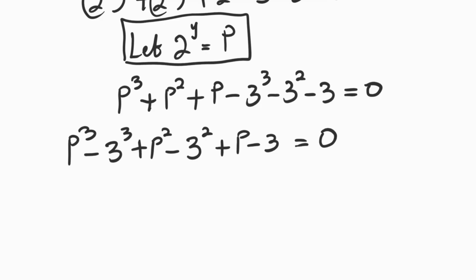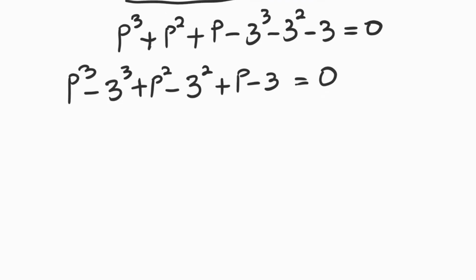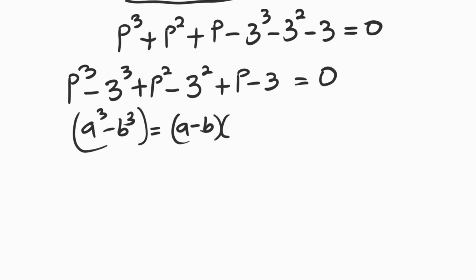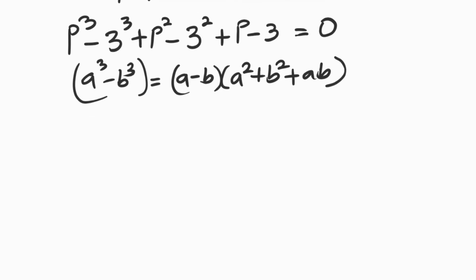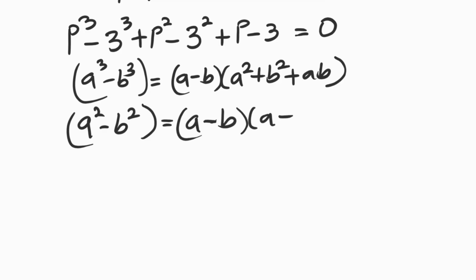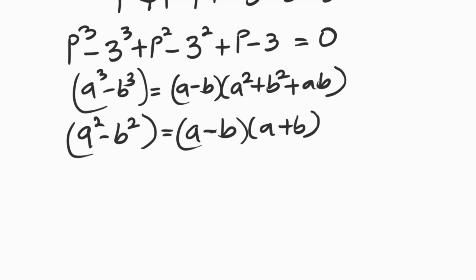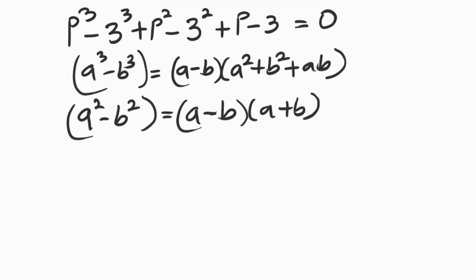So now we know that a cubed minus b cubed is equal to a minus b, a squared plus b squared plus ab. And also we know that a squared minus b squared is equal to a minus b and a plus b. So let's substitute these formulas into our equation.